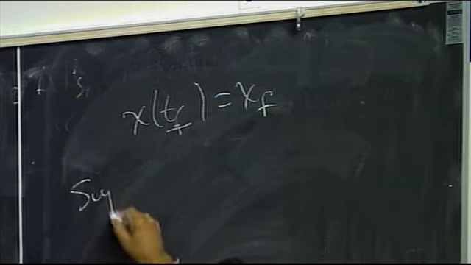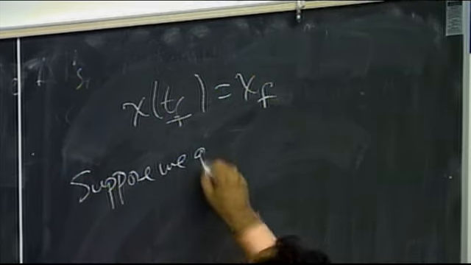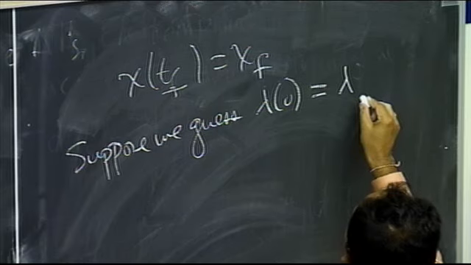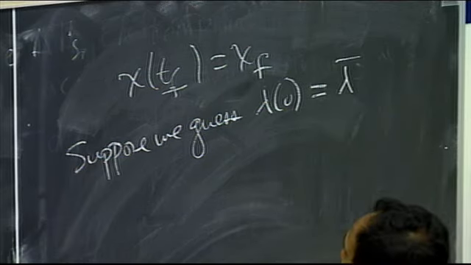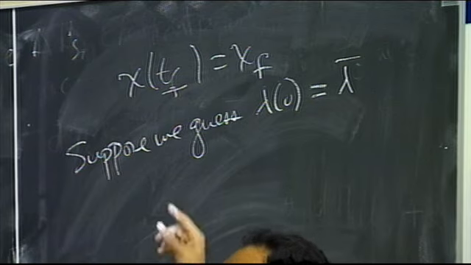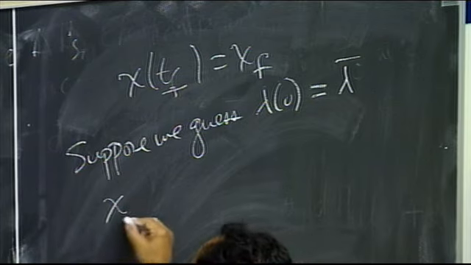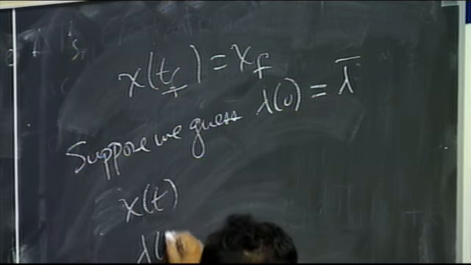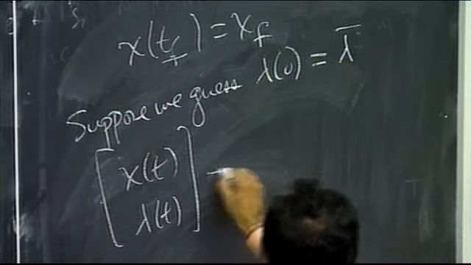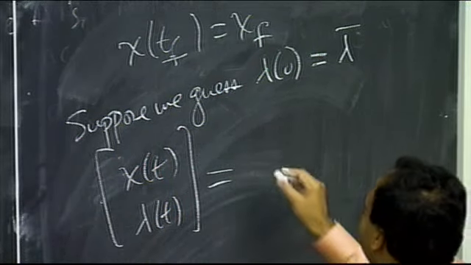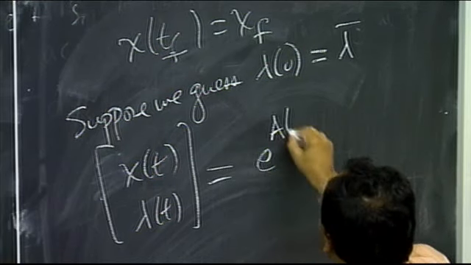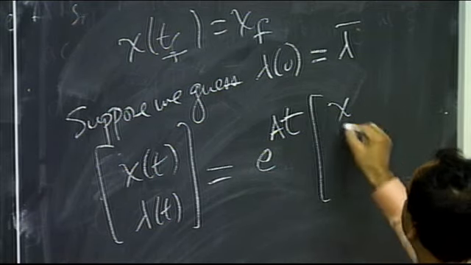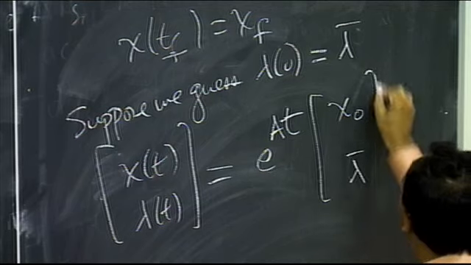So suppose we guess lambda at 0, and we call this lambda bar. It's a guess, right? Then what I can do is integrate this. We can do it this way: x of t and lambda of t are going to equal this transition matrix, which I'll just label. It's e to the At. I'll put it in now because I know what all this stuff is. Times x0 and lambda bar, right?